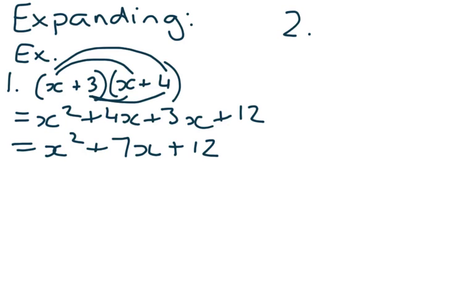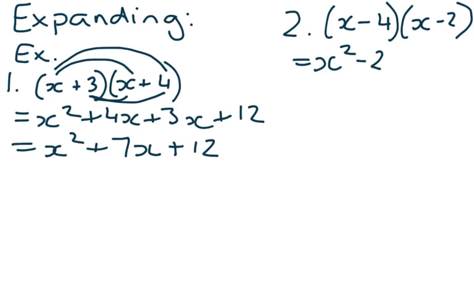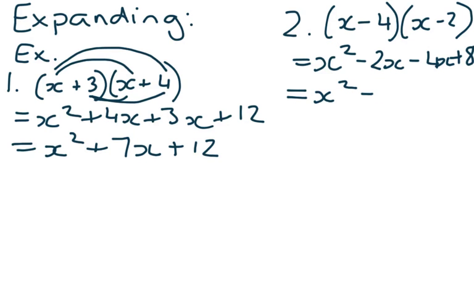Remember when there are negatives, so something like this, we still do the same process: first, outside, inside, and then the last is 2 negatives, so we have to add the 8 on at the end instead of take. So then we do x squared, take 6, take 6x plus 8. Okay, so that's all you need to know about expanding.